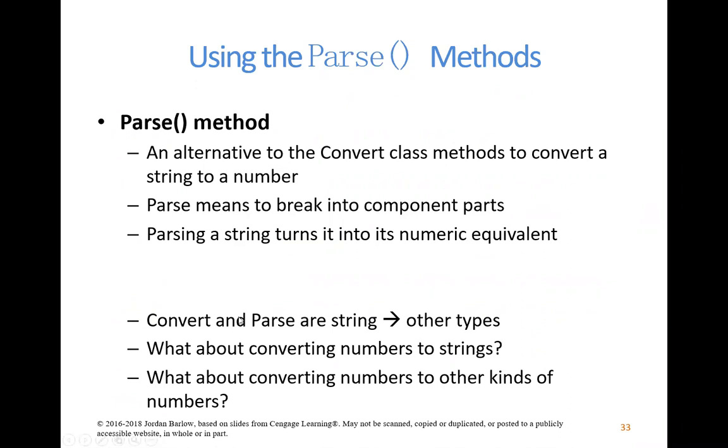Okay, so the Convert class methods and the parse method are used to convert a string to another type of data, such as a number. What about if we want to go the other way around? What if we have a number and we want to convert it to a string? You are going to need to do that in some of the future homeworks and possibly even the exam. So you want to be able to convert both from string to number and also the other way around, from number to string. And then in just a minute, I'm going to wrap up this video by talking about converting one type of number to another type of number.